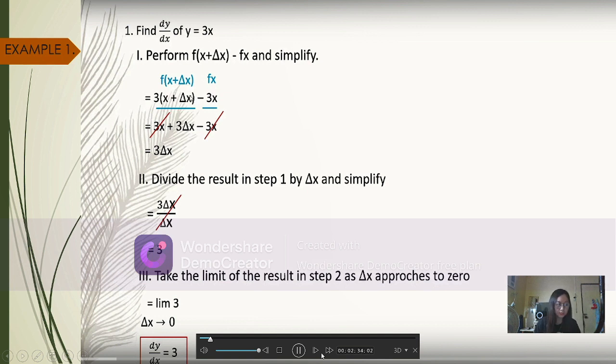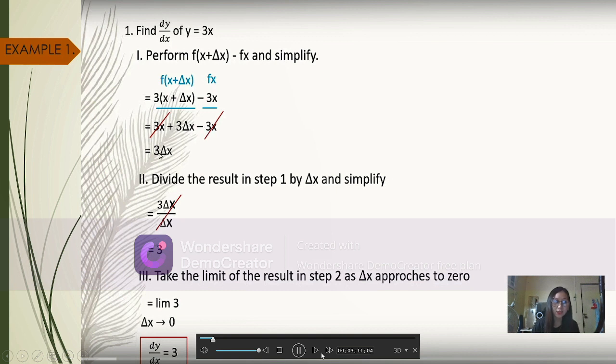Then, yung x na ito, mapapalitan nga siya ng x plus delta x. Then, i-relate lang natin yung f of x na ito, which is yung 3x nga. Then, i-simplify lang natin. Pagkatapos i-simplify, i-distribute naman natin siya. Kaya natin nakuha na 3x plus 3 delta x minus 3x. So, combining like terms, cancel natin yung 3x and 3x na to. Ang matitira ay 3 delta x.